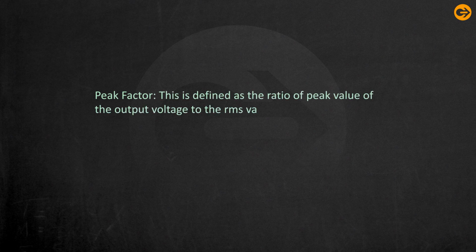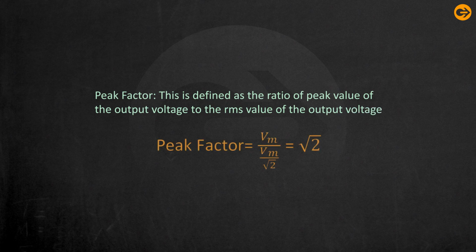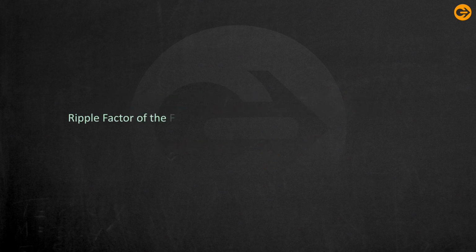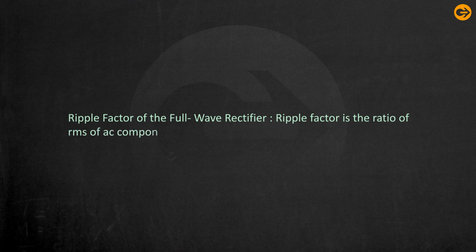Ripple factor. The ripple factor of the full wave rectifier is the ratio of the RMS of the AC component to the RMS of the DC component in the rectified output, or ripple factor is equal to 0.48.